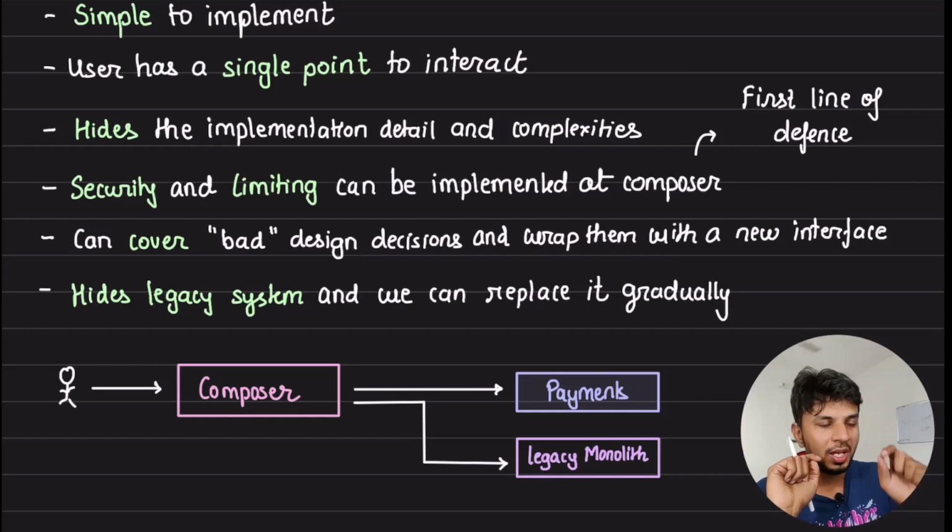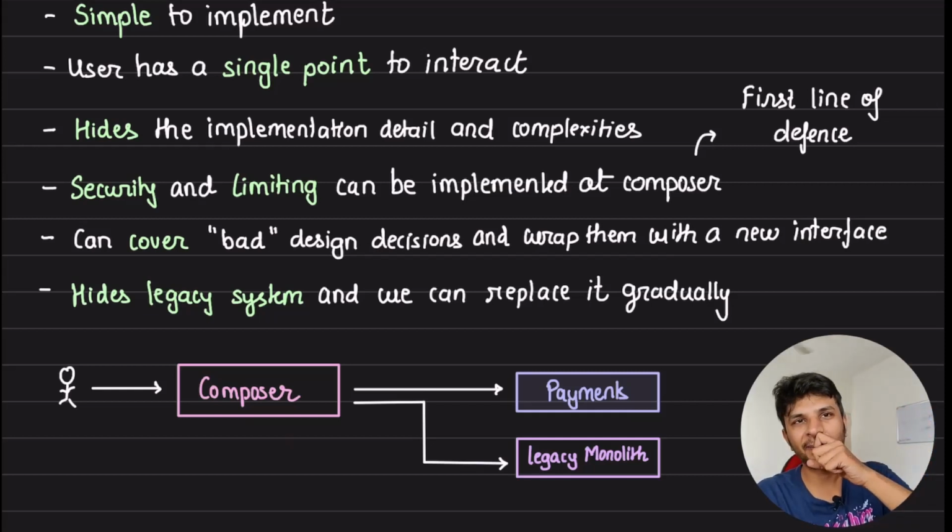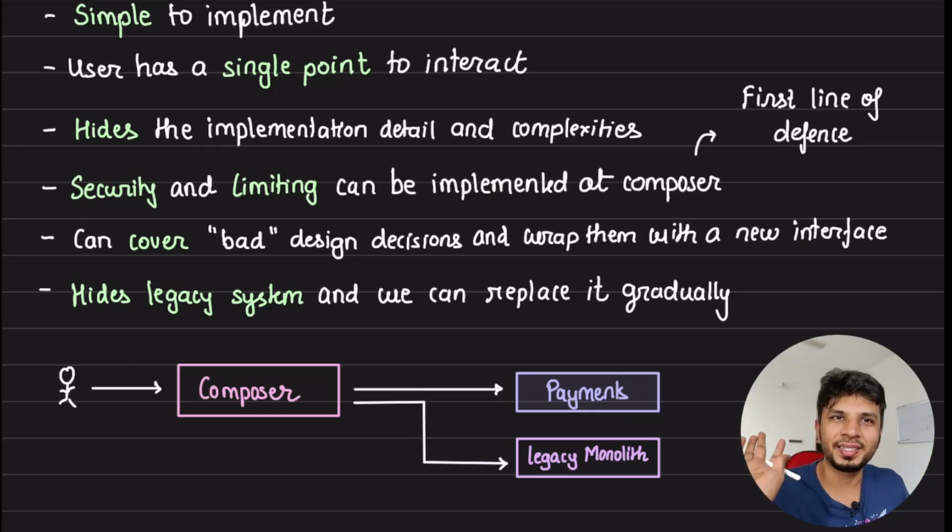So now what do you do? Because you have a composer sitting in between, you can alter the response. There, you can restructure the response in your composer. Very commonly seen in high growth startups, you would see a lot of hacks being applied at your composer level. And that's how you hide your bad design decisions and wrap them with a very new shiny interface.